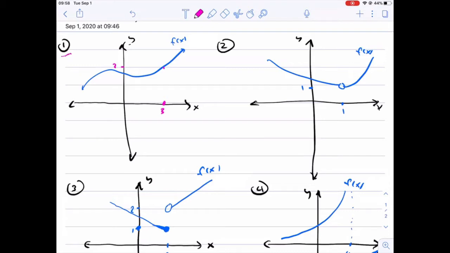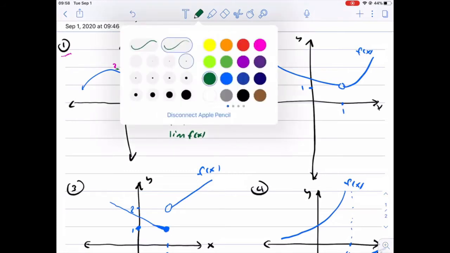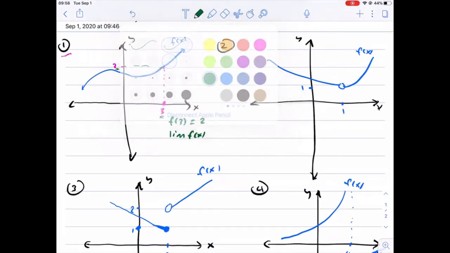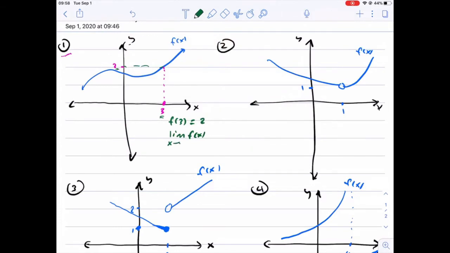Now what is f of 3? The image of 3, f of 3. f of 3 is 2. That's the value of the function at x equals 3. So f of 3 equals 2. That's the image. Now what about the limit of the function as x goes to 3?